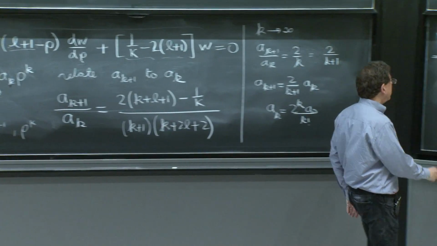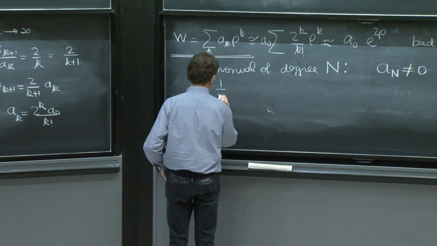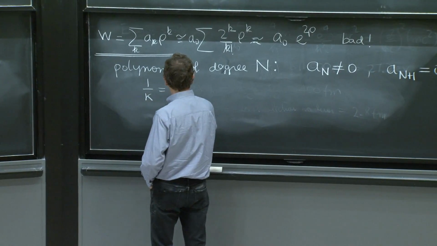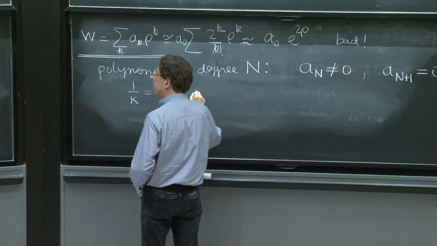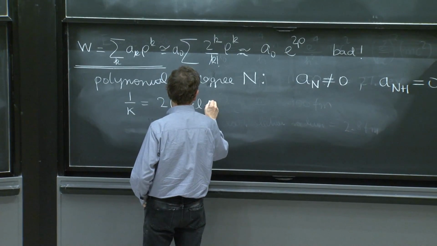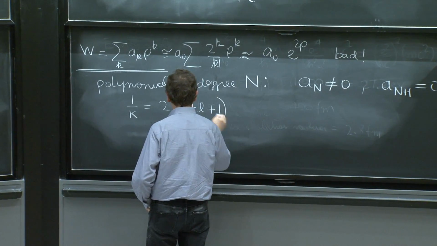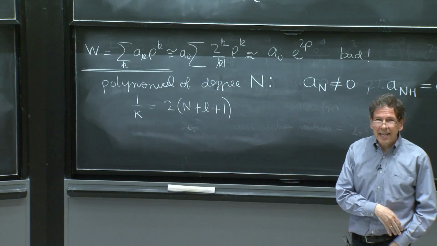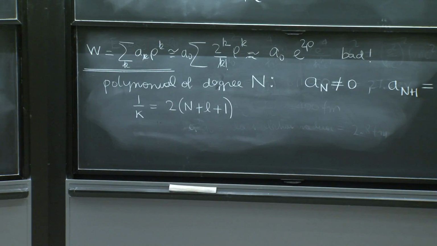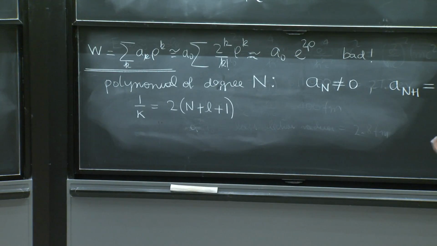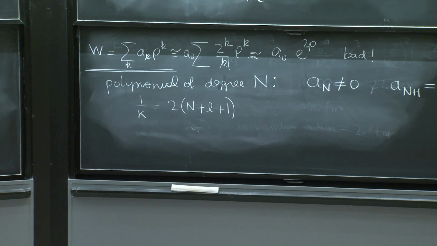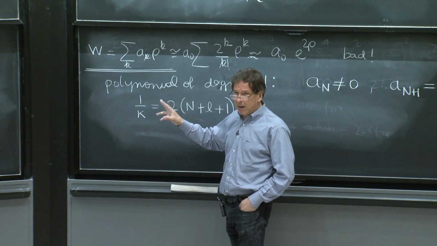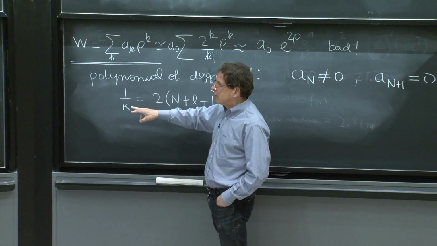So you have 1 over kappa is equal to 2(n plus L plus 1). And in a sense, that's it. Whatever had to happen, happened. Why? The energy got quantized already. Somehow it did, because the energy is kappa.